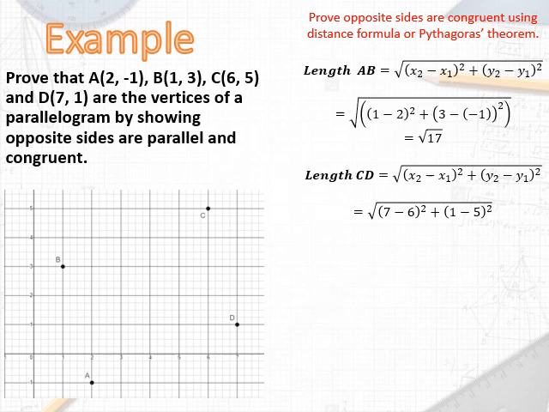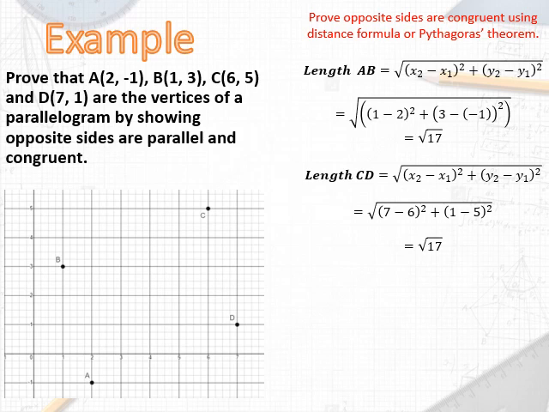7 minus 6 is 1, 1 squared is 1, 1 minus 5 is -4, -4 squared is +16. Make sure you are checking your answers with that. You should be getting positive numbers for all of these. Anytime you square a positive or a negative number, you get a positive answer. So we get square root of 17 again.